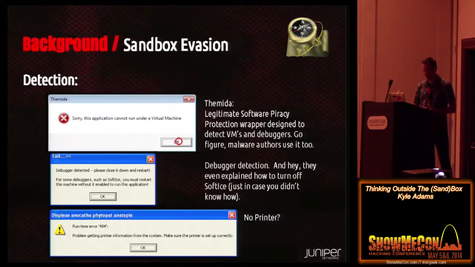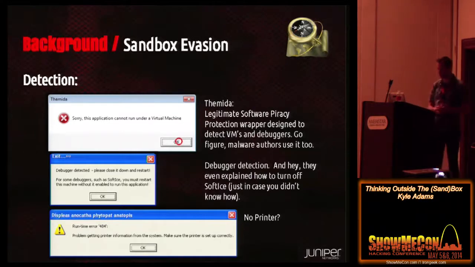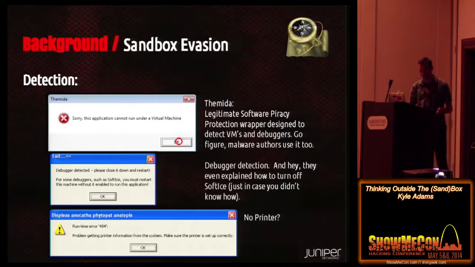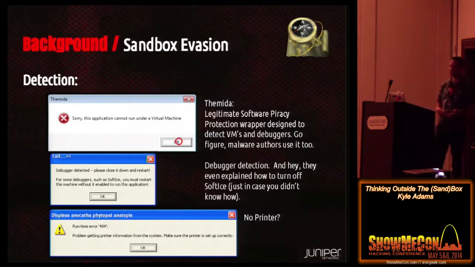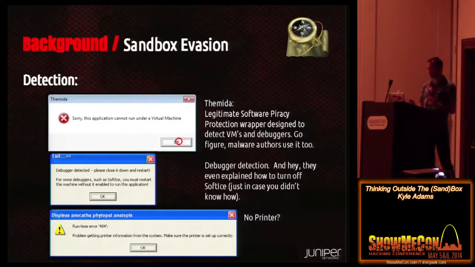The next one, I really like this one. This is where it detected a debugger. So the dialog comes up and says, debugger detected, please close it down and restart. And then they go so far as saying, for some debuggers, such as SoftICE, you must restart the machine without enabling it to run the application. Now, who here would use SoftICE and not know how to turn it off? Probably no one. So I'm not really sure, and really it's not likely to be on any user's machine in the first place. If they were writing this malware, they should have said, hey, there's a debugger attached. Let's not do anything, not even throw a dialog, or just throw a fake error message. But no, they're actually giving instructions on how to successfully run the malware on the box.